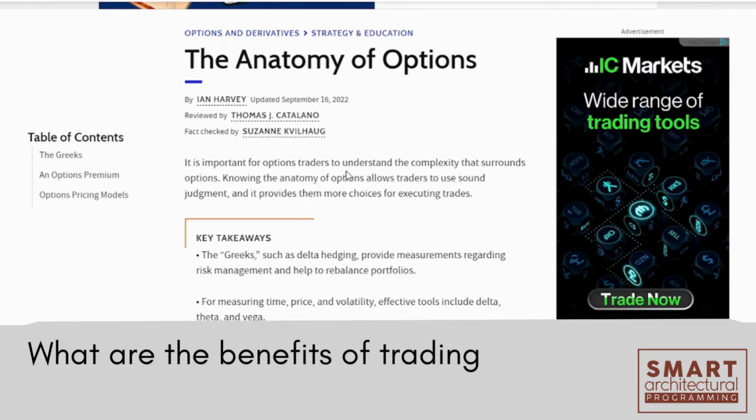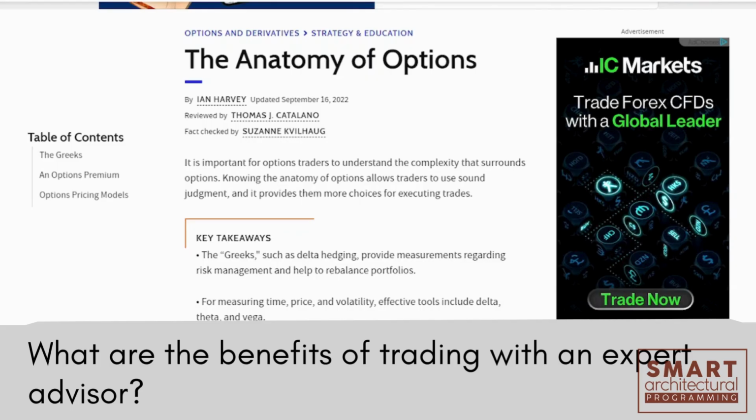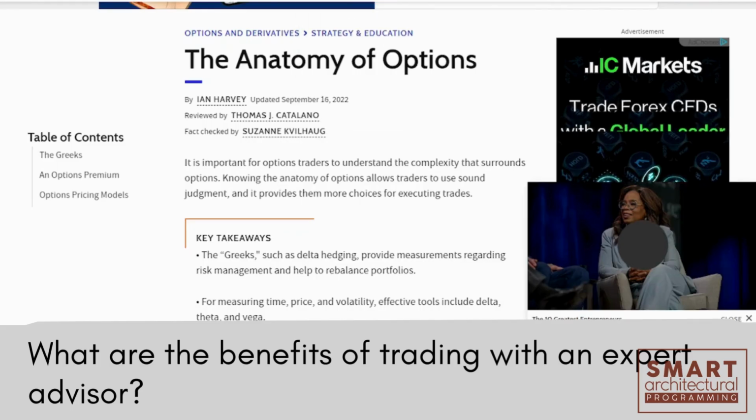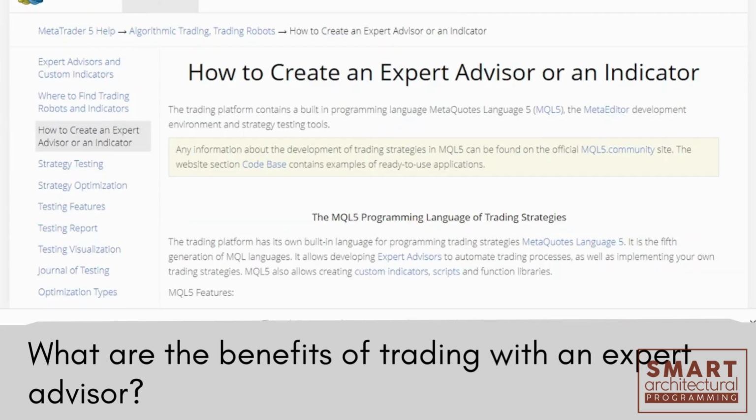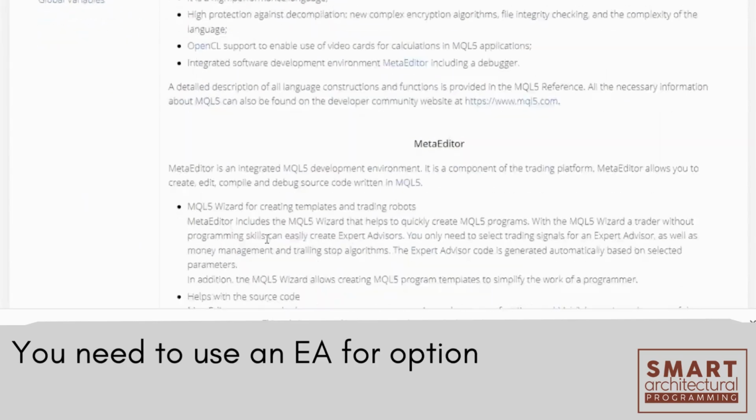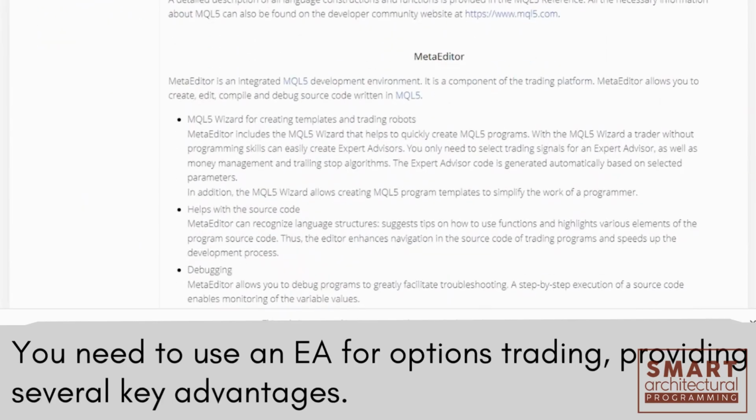So what are the benefits of trading with an expert advisor? For that, it's very, very simple. You need to use an EA for options trading, providing several key advantages. It provides you with several key advantages, which include efficiency, which means it automates repetitive tasks and processes large datasets faster than manual methods.